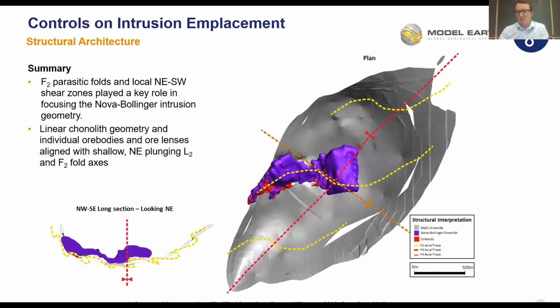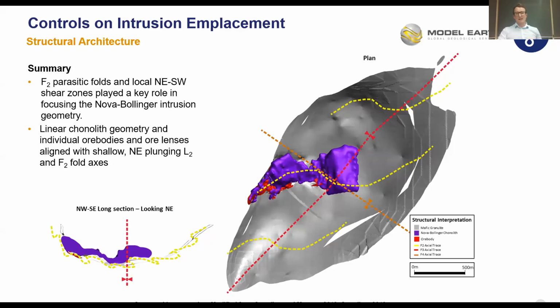And we know that pipe-like geometry gives the intrusion that focus and allows it to form the high volumes of magmatic sulfides that we see here, as opposed to the larger sill or dike-like intrusions where we see in lots of other parts of the Nova camp.